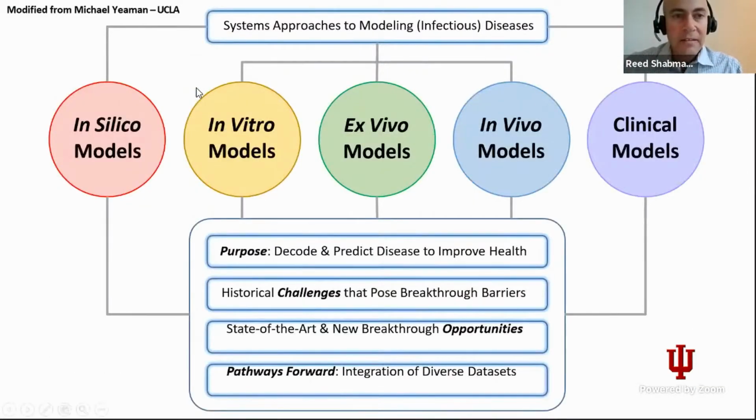This is a slide that I borrowed from Michael Yeaman at UCLA, who's part of the Systems Biology Centers that I will highlight in a second. This is really just to highlight the fact that we think of these different scales of disease modeling. You can model all the way from in silico to in vitro, all the way up to clinical models. Each one of these has a place, each one is important, and each one has its own challenges and ways to go. So it's something that we think about often.